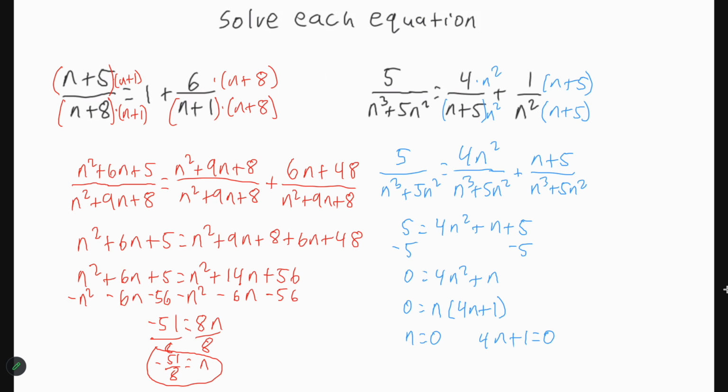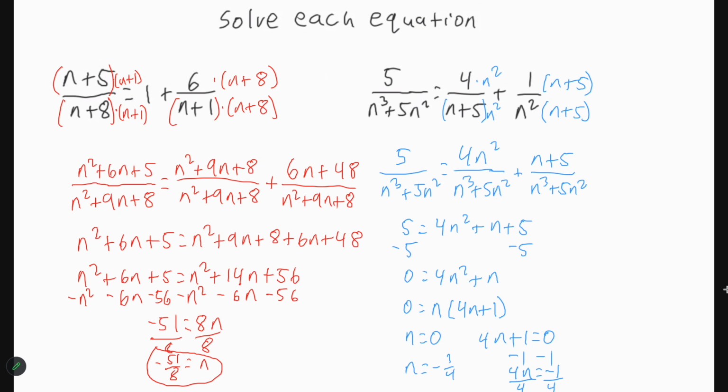So then we have 4n plus 1 equals 0, subtract 1 from both sides, and that will give us 4n equals negative 1, divide both sides by 4, and that will give us n equals negative 1/4.